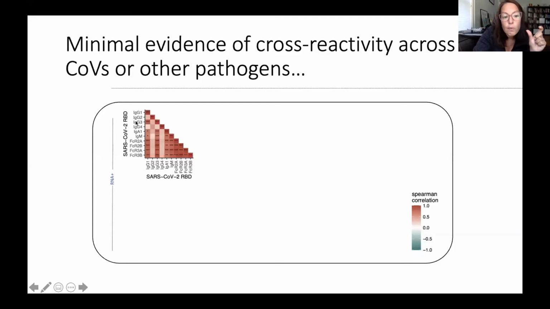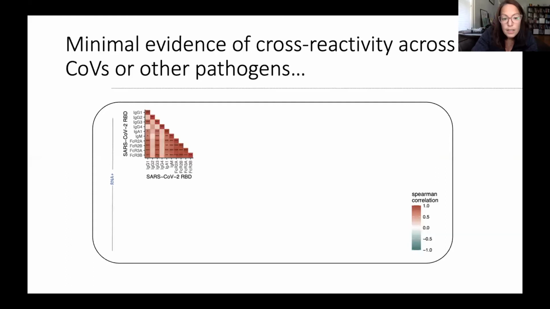So what we're asking is, if somebody made high levels of IgGs to this particular domain, did they also make high levels of IgAs? Did they make high levels of IgMs? Did they also make highly functional antibodies that could bind to Fc receptors? And hopefully what you can see at this receptor binding domain triangle is that it's almost coordinated. So if you make one flavor of antibodies to the receptor binding domain, you also make very good and high levels of antibodies of other flavors to the same domain of the virus.